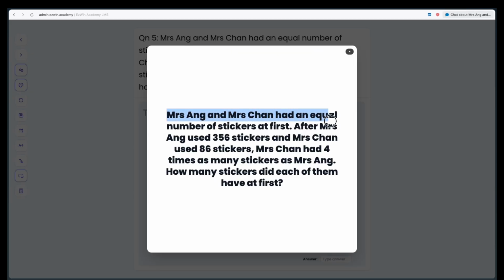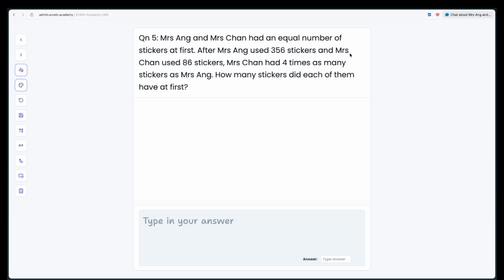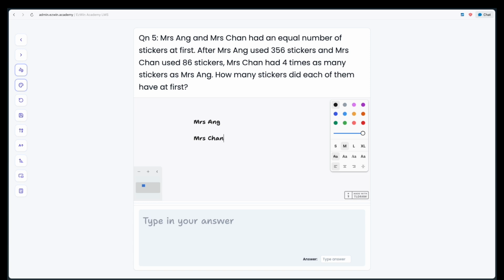Mrs. Ang and Mrs. Chan had an equal number of stickers at first. After Mrs. Ang used 356 stickers and Mrs. Chan used 86 stickers, Mrs. Chan had 4 times as many stickers as Mrs. Ang. How many stickers did each of them have at first? Okay, so we're going to draw a model. So Mrs. Ang and Mrs. Chan, they both have an equal number. So I'm going to put here equal number of stickers at first. All right, so let's zoom this in.